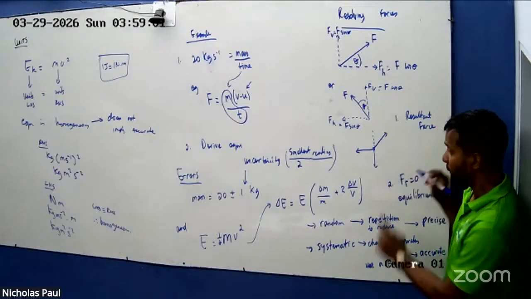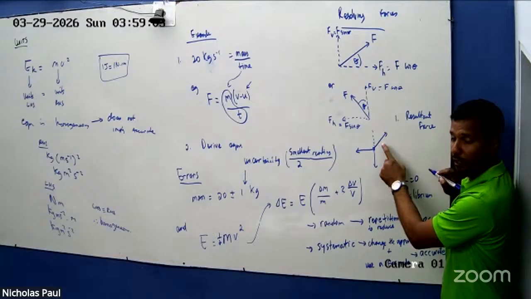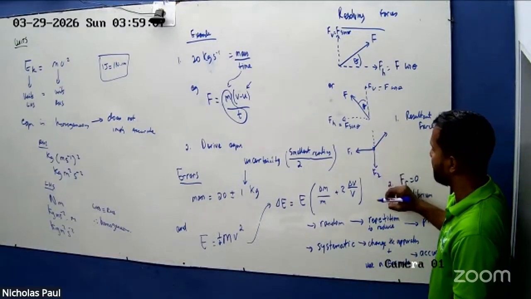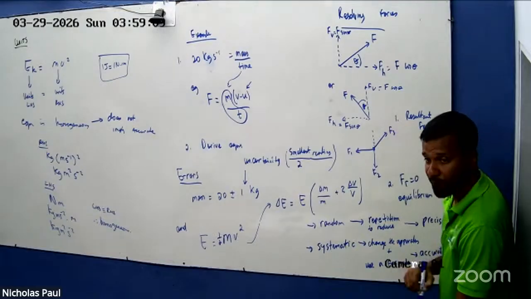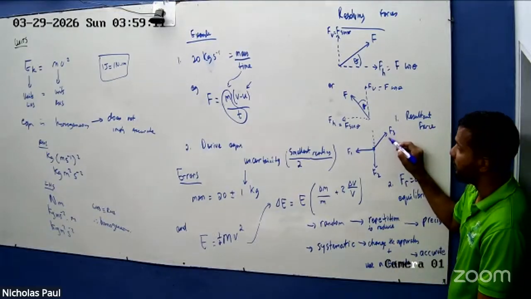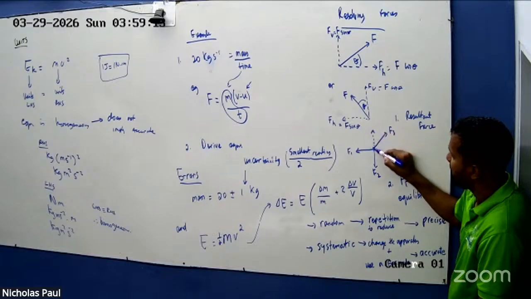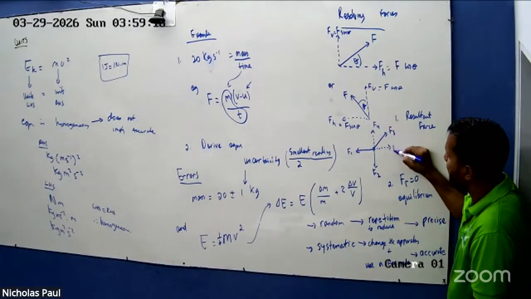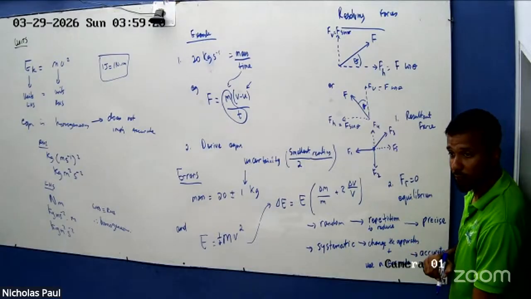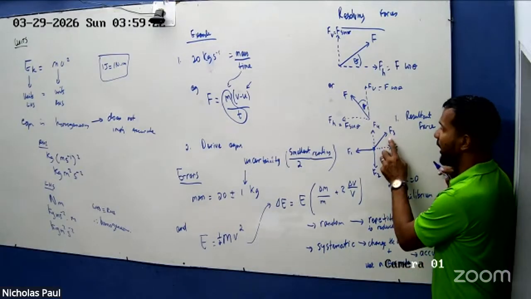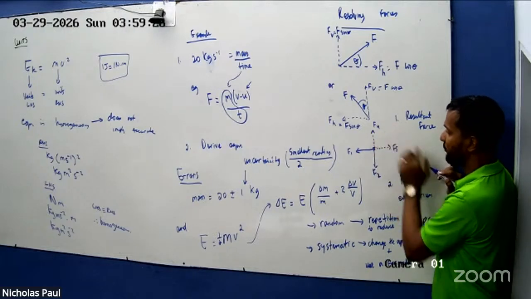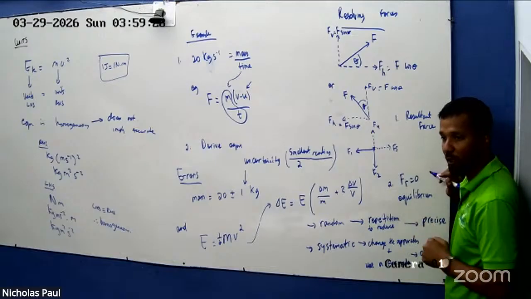So the first thing we need to do is resolve this force. Let's call this F1, this F2, this F3. So the first thing I need to do is resolve this force vertically and horizontally. Let's call it F4 and F5. So when you resolve this force horizontally and vertically, it's no longer there. How do I find the resultant now?